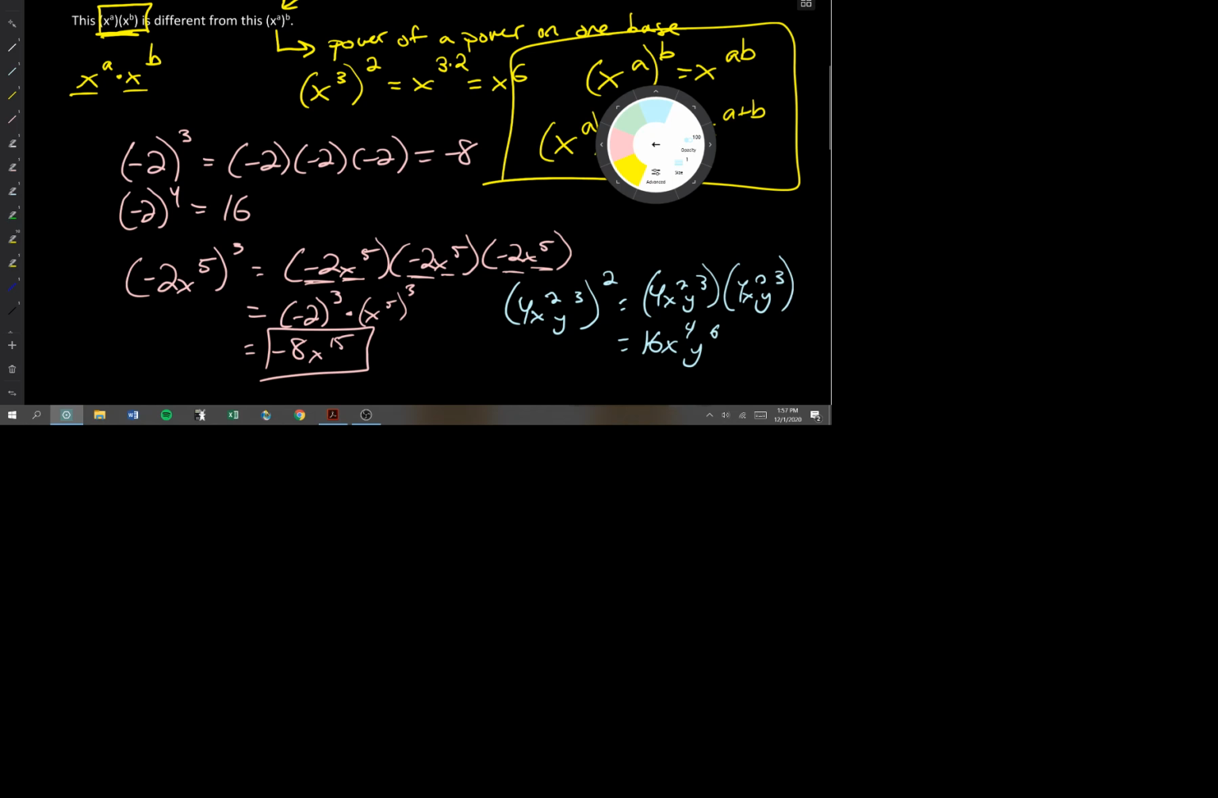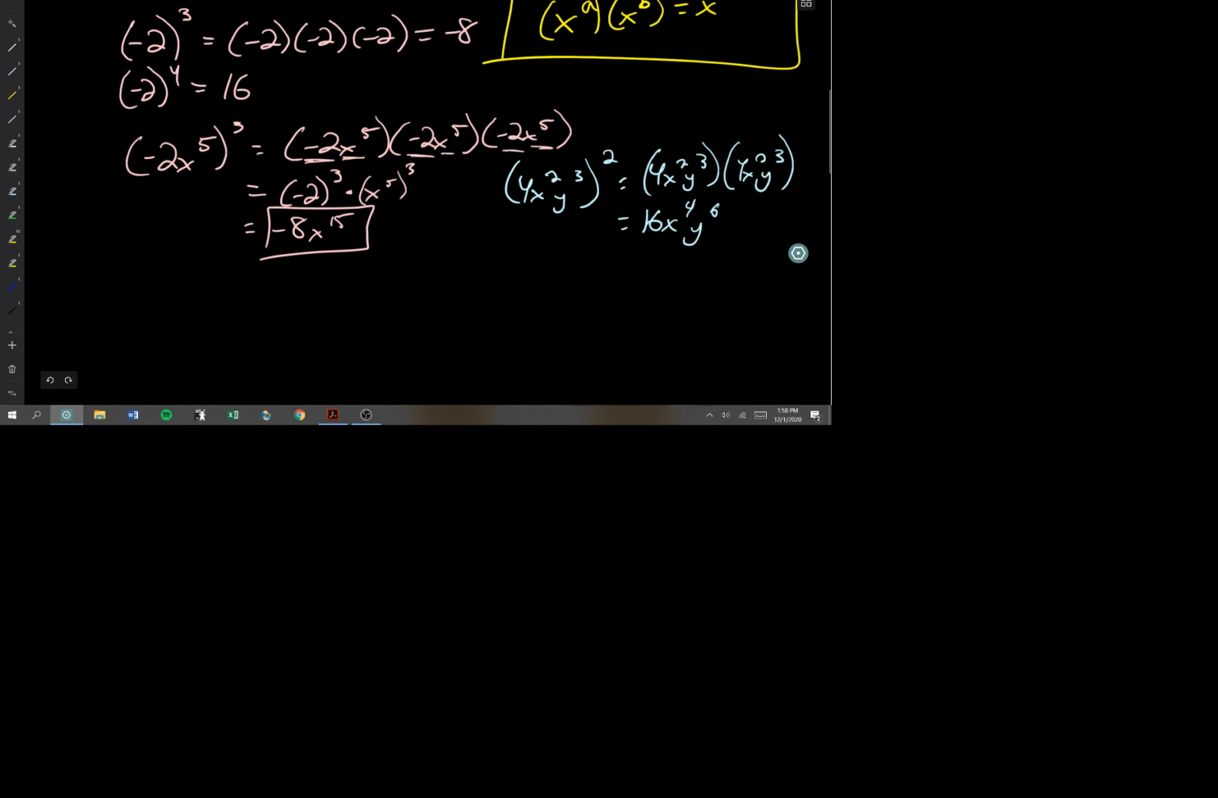So here's how this property here, that's the main property, but we can kind of expand on it a little bit. If I have x to the a, y to the b, and all of that is brought to the power of c, that becomes x to the ac, y to the bc.